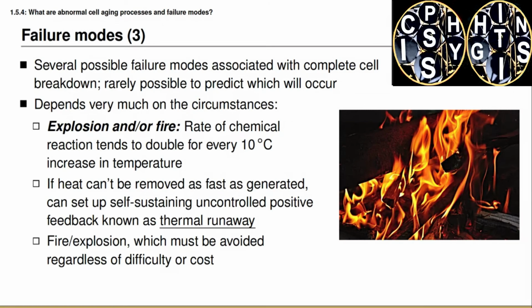The generated heat causes the temperature to increase. The temperature increase causes the heat to be generated more quickly, so there's more heat generated more quickly. And so this spirals until there's a resulting fire and sometimes an explosion. Of course, we must avoid this if at all possible.